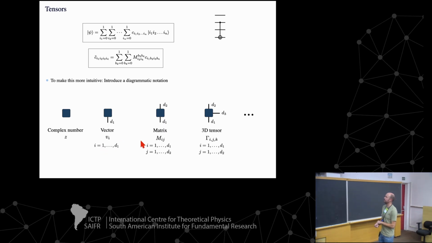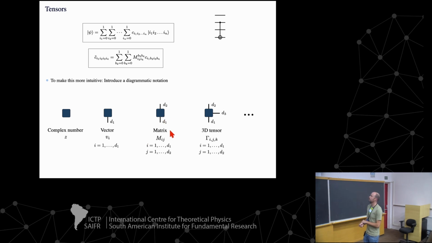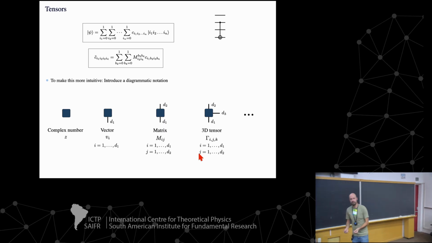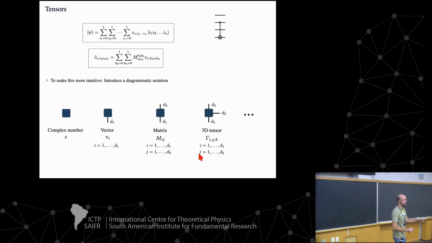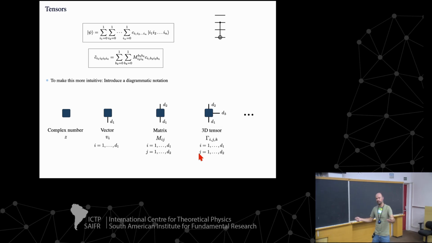And so on. If I want to define a matrix, then I have two indices, one with dimension d1, the other with dimension d2, and so on, and I can make it 3-dimensional, 4-dimensional, and higher dimensional. It is just a diagrammatic representation of these high-dimensional arrays.